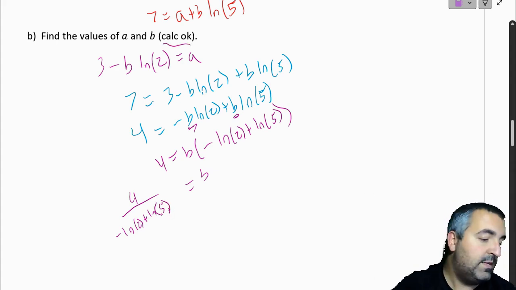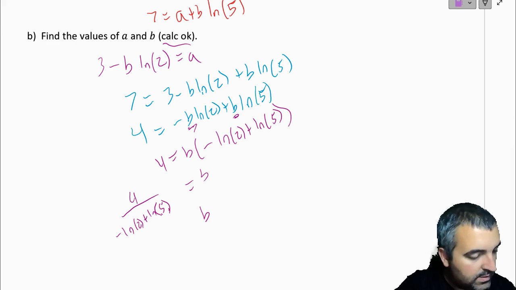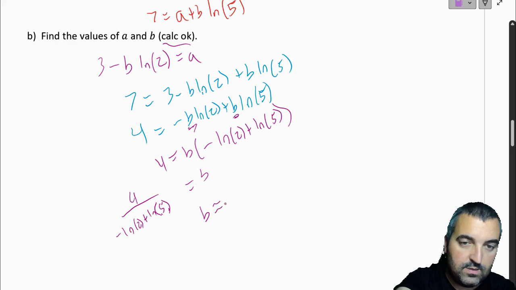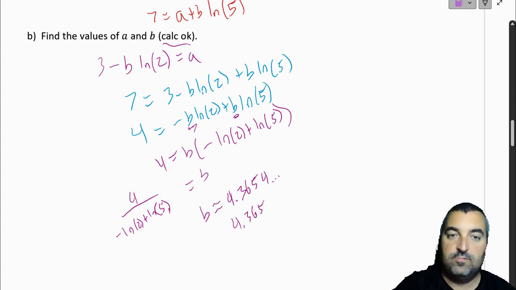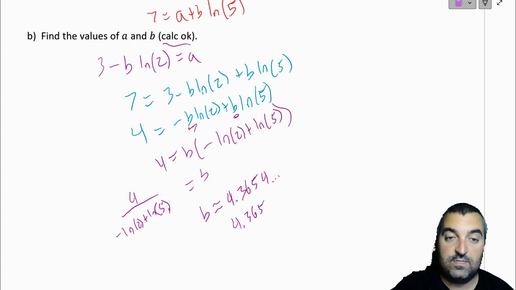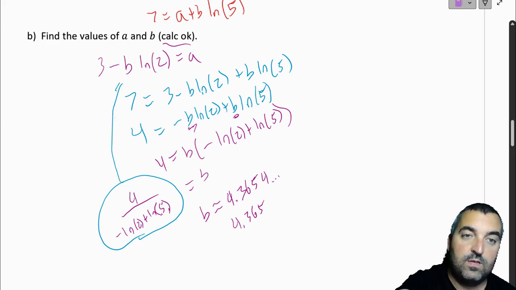But Calc OK means I'm going to type this now on my calculator, and you're going to get that b is roughly, let me just look at what it was because I don't have my calculator with me on my computer right now, 4.365. So we're going to round it to 3 decimal places, 4.365. Now you get to substitute this in, because you should always use the exact one, for b in the equation that you solved for a.